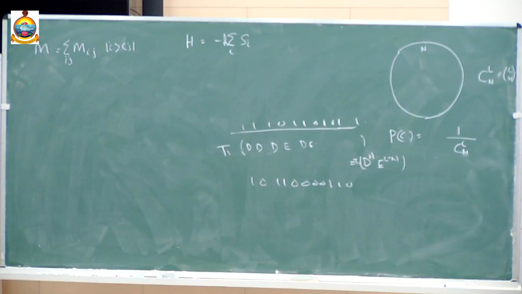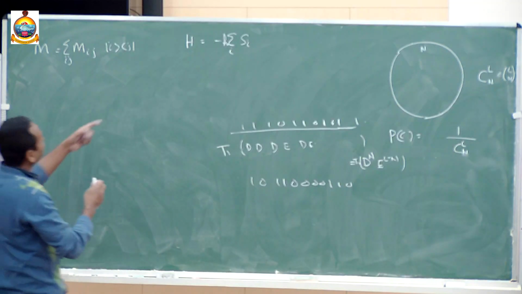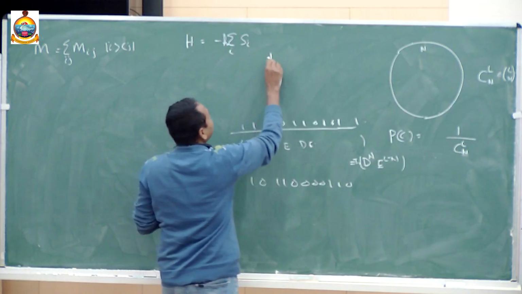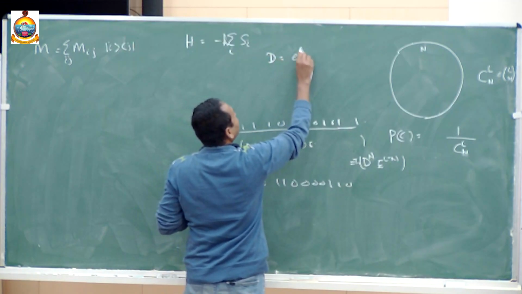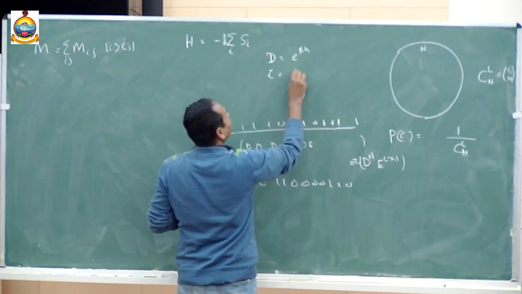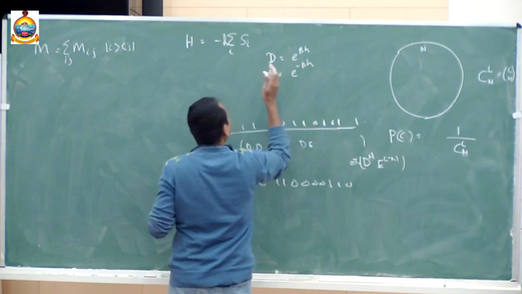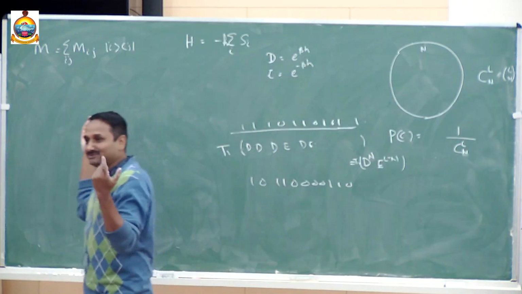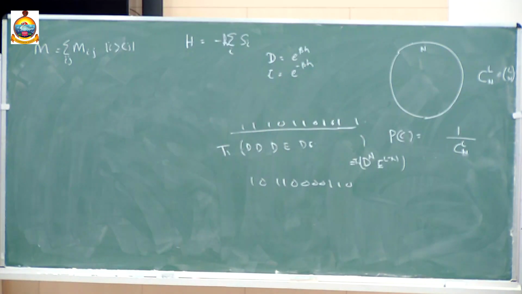You don't need it. Just one dimension will work. Just numbers will work. So D is just e to the power beta H. So in this case, it's simple. Here D is just e to the power beta H, E equal to e to the power minus beta H. I'm not writing anything with identity. So these are scalars. All the spins can take whatever values, 1, 2, 3, 4, whatever.